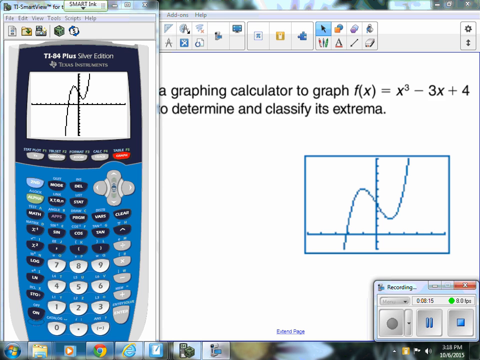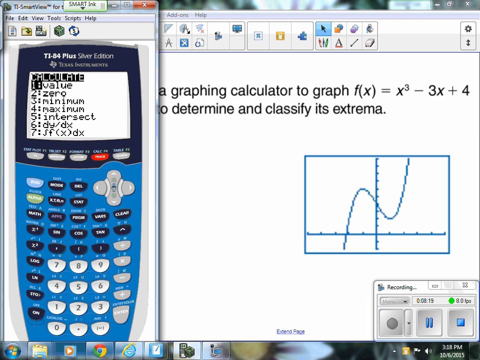So it's under the calculate menu, which is second trace, and it's going to ask you a bunch of questions here. There's a lot of different things you can do. What we want to look for is number 3 and number 4, minimums and maximums. So the first point I'm going to do is that one in quadrant 2. That's a maximum point, so I'm going to go ahead and press 4. I want to do a maximum.